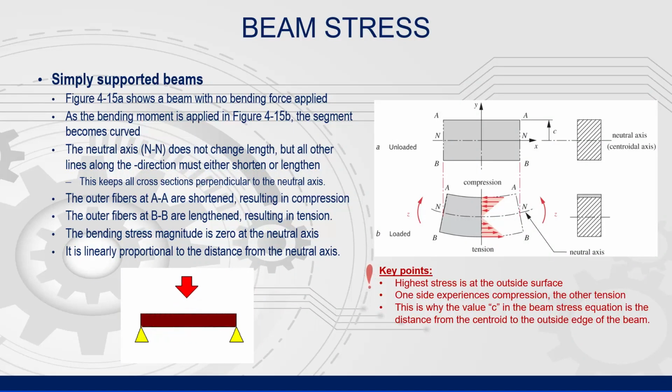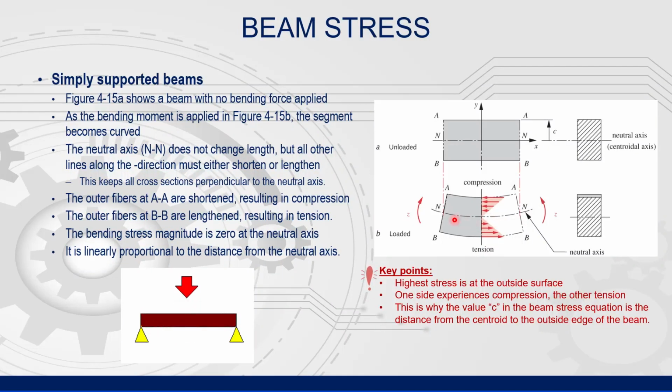Imagine a downward force on a simply supported beam, as in the one shown. The outside of the beam at the point where the load is applied is put into compression. The outside surface opposite the load is put into tension. Within the beam, variable stresses are developed.